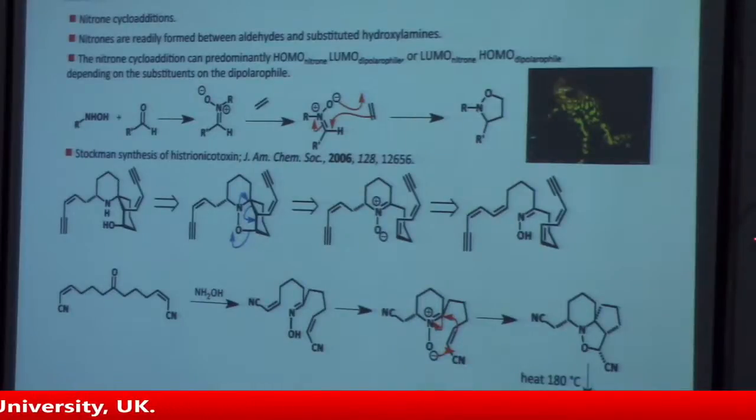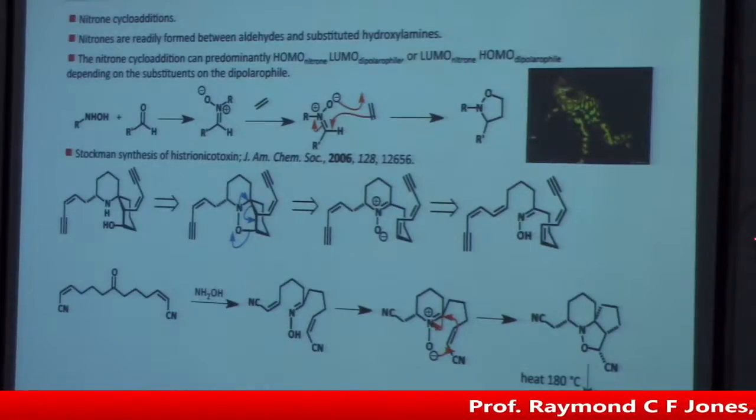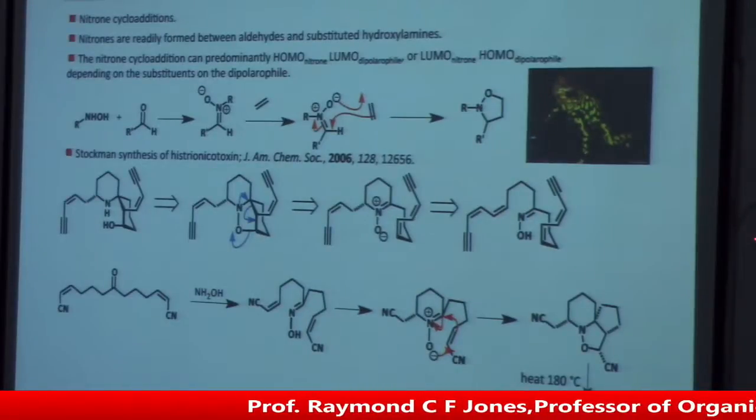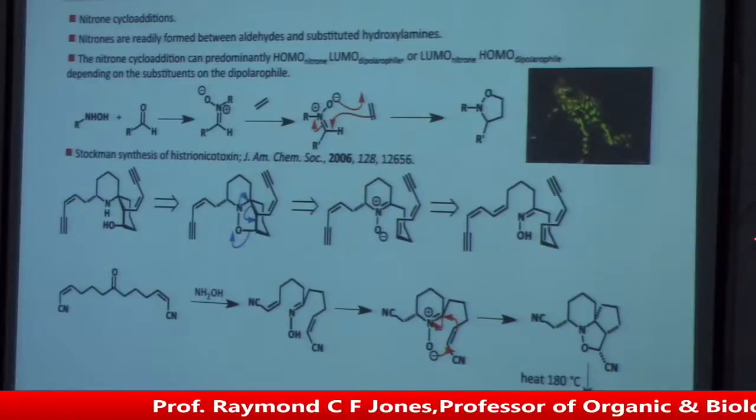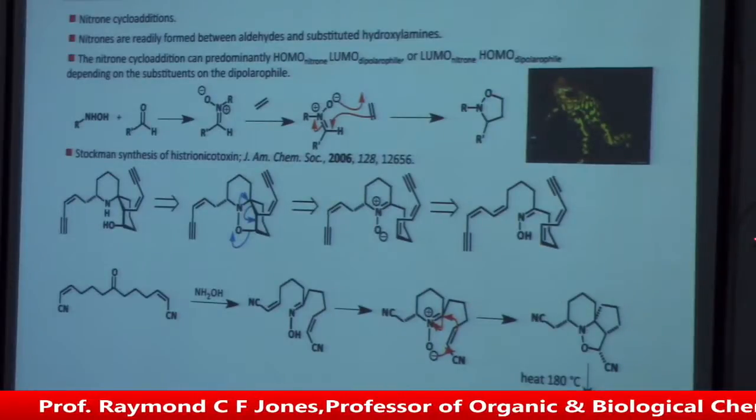With the azomethine ylides, it's much more common for it to be HOMO-dipole LUMO-dipolariphile. With nitrones, the energy levels are such that even with the sort of prototype no-substituent one, the two energy gaps are not very different.